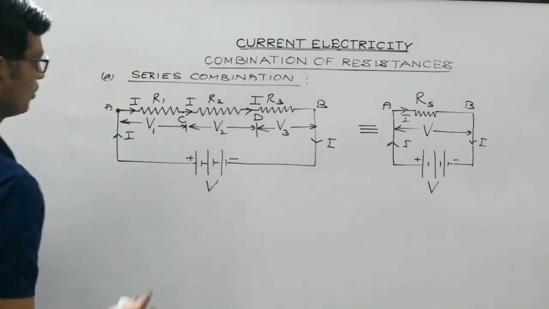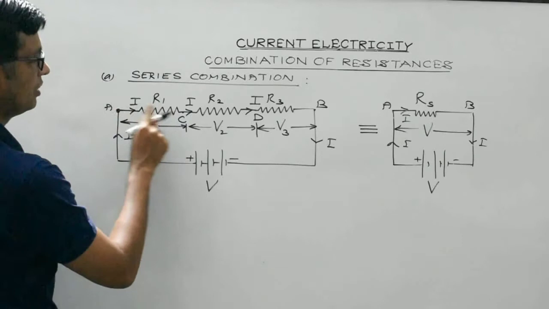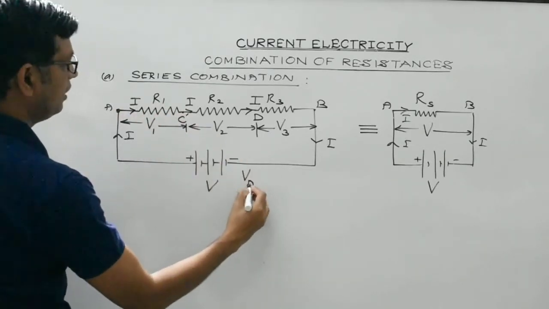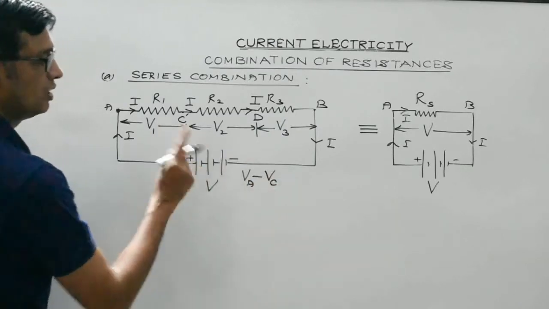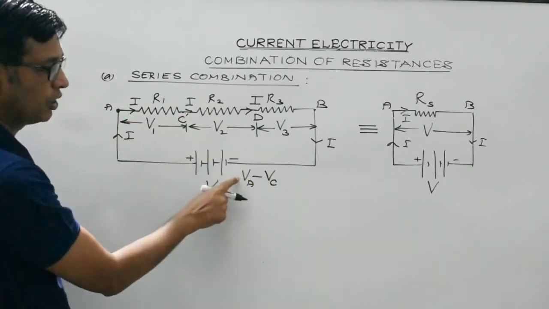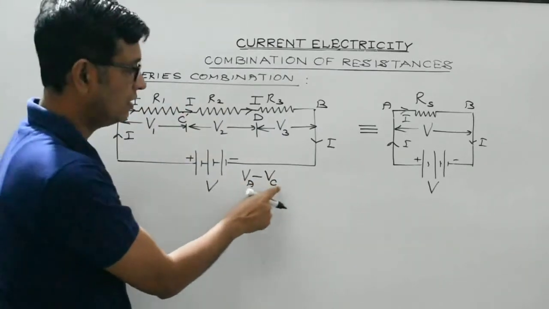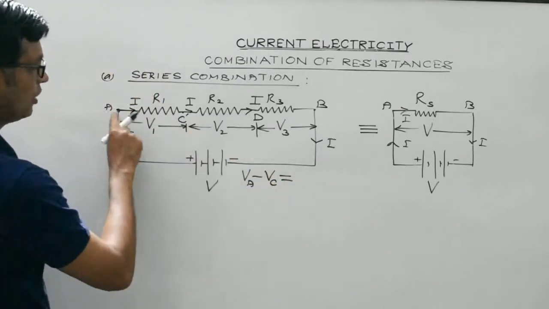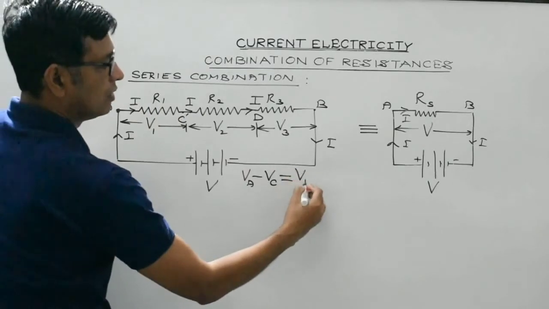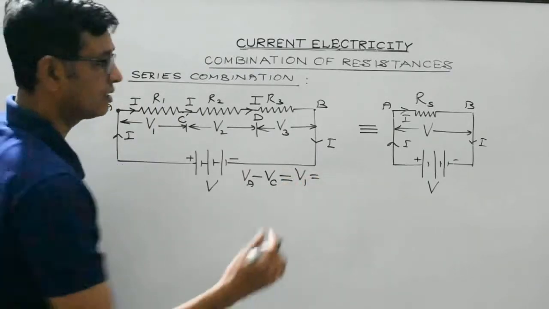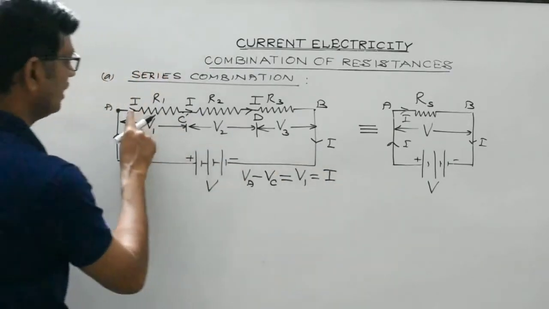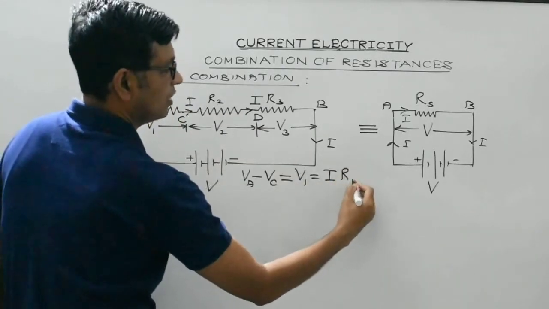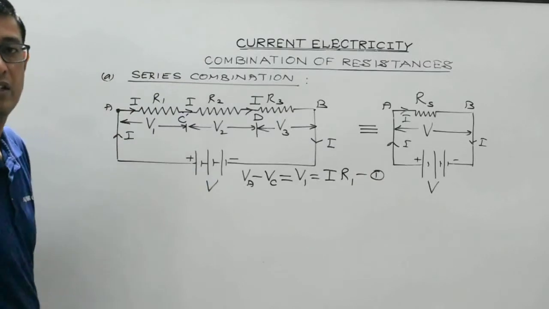First and foremost, the potential difference between the points A and C. Look, VA minus VC. I told you earlier, current is flowing from A to C. So the potential at point A must be higher than potential at point C. So the potential difference between the points A and C is considered to be V1, which as per Ohm's law is current, which is I, and the resistance provided by this section of the conductor, which is R1. Put this as equation number 1.